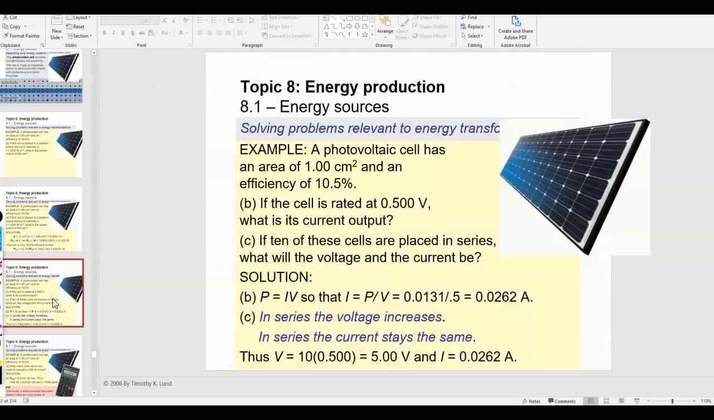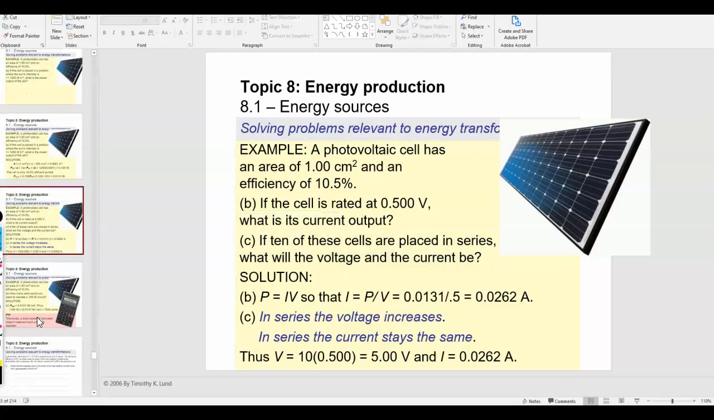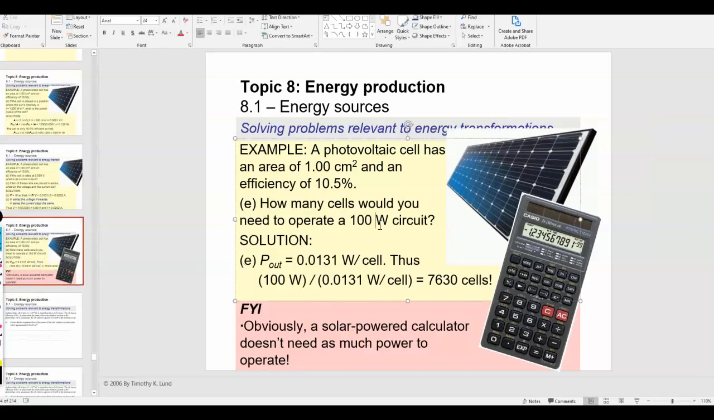Then this example goes on to show how much current is output. If you had 10 of these cells in series, what would the voltage and the current be? I don't know that you necessarily need to worry about that for this unit. This question, though, how many cells would you need to operate a 100-watt circuit?